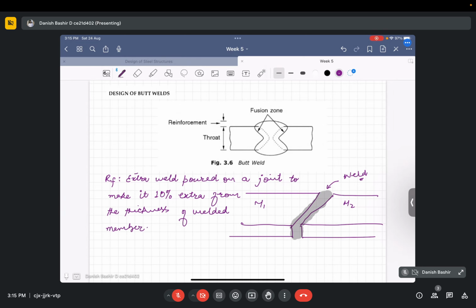Then moving forward, I would like to mention some more points. It is provided to increase the efficiency of the joint. That's why it is being provided there.